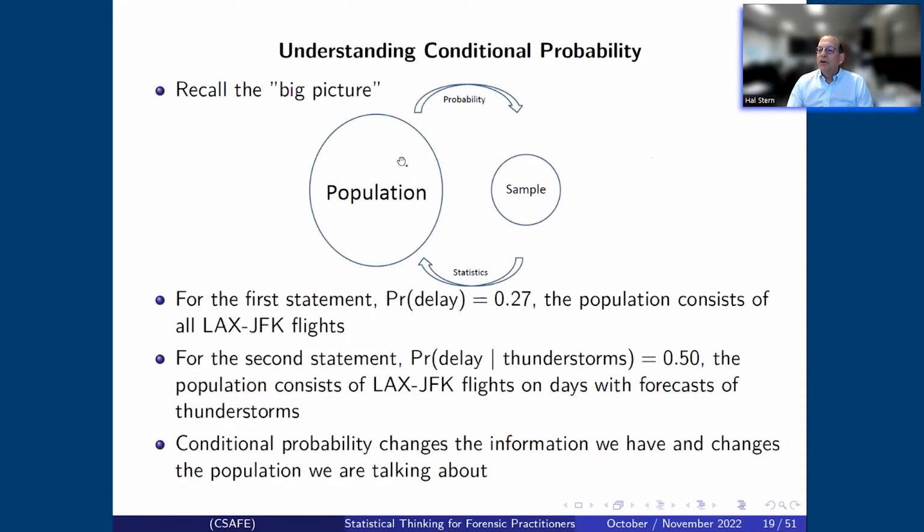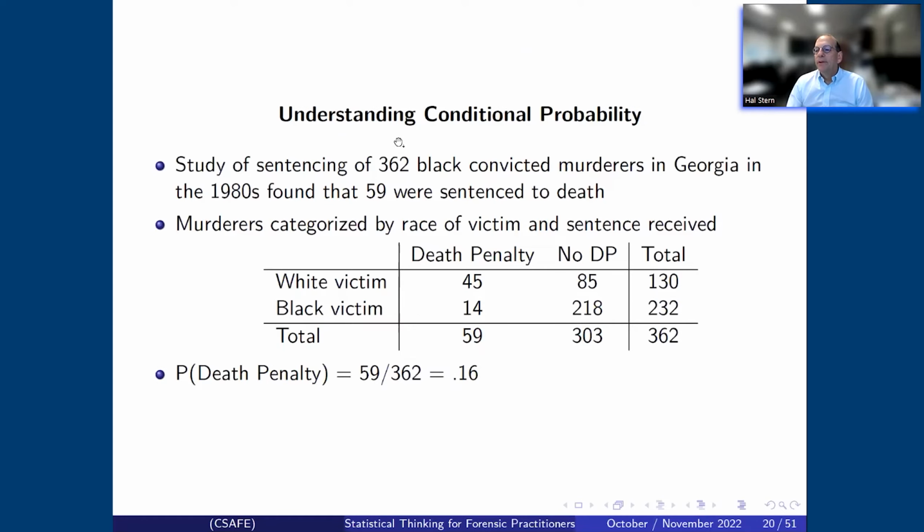So again, back to conditional probability. Here's an example based on an article that was published about the death penalty. It looked at the sentencing of 362 African American men who were convicted of murder in Georgia during the 1980s. So old data. It found in looking at those cases that 59 of the 362 men were sentenced to death. And the authors of that study were looking at the role that the race of the victim might play.